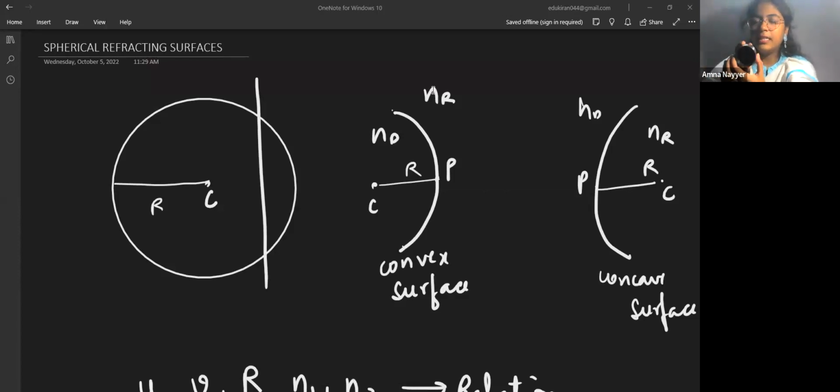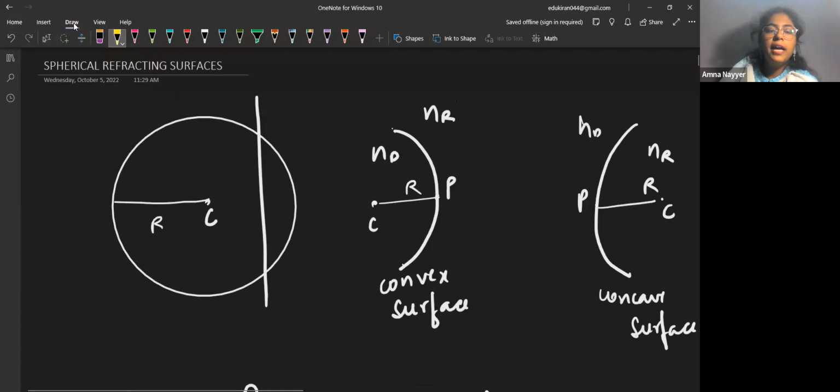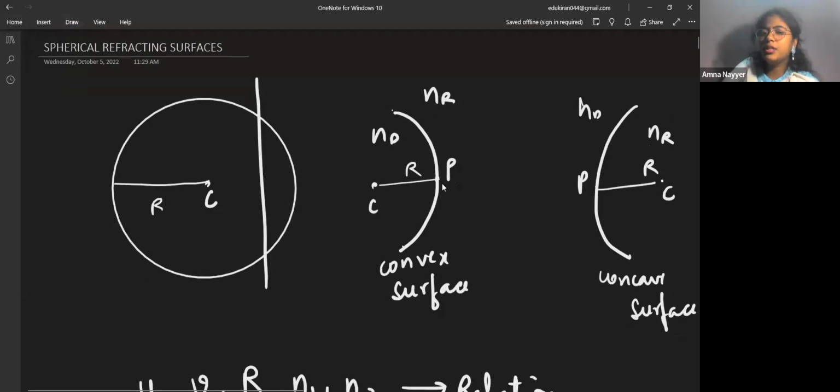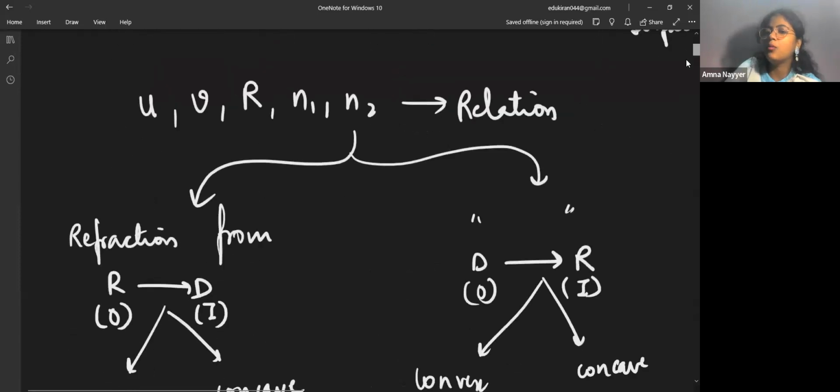Clear? This is a hollow sphere. I have taken a portion of hollow sphere. And now I have left it. I'm not painting or polishing it for reflection to occur. Correct? So these spherically refracting surfaces, we have to study about them. So likewise, if I take this portion, this acts as a convex surface. This acts as a concave surface. Where the denser medium is closer to the surface, that is convex, outer one is concave.